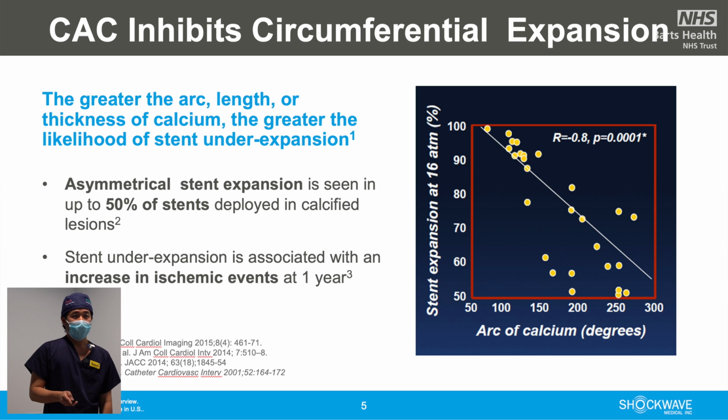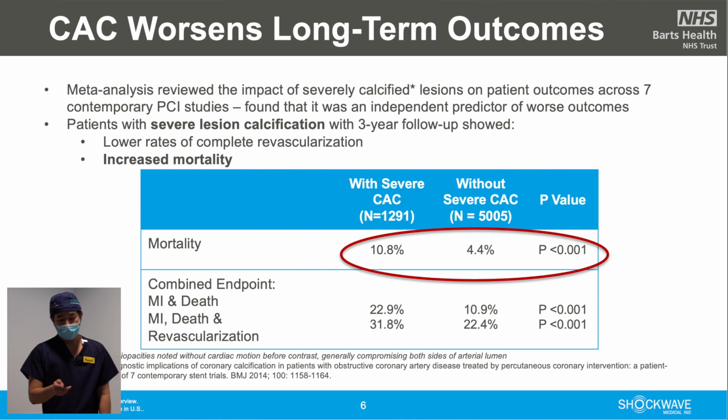So this graph just shows the more severe the calcium in the artery, the less you can expand it. Here, with less calcium, you can expand it up to 18 atmospheres, 100%. But if there's a thick calcium, you can only expand it to a reduced amount. And here, one of the studies says that the more severe calcium you have, the more likely you'll die, with MI, death, or ISR in the future, compared to 4% without.